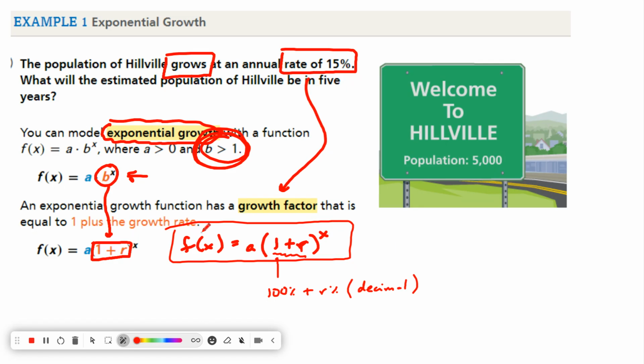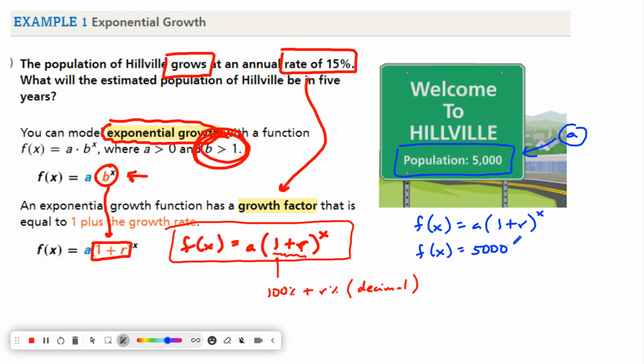Okay, so if we take a look at how we're going to use this formula, I'll change the blue. So f of x equals a times 1 plus r to the x. So I need an initial amount. Well, it says that the population of Hillville right now is 5,000. There is your a value. That's your initial amount. So f of x equals 5,000.